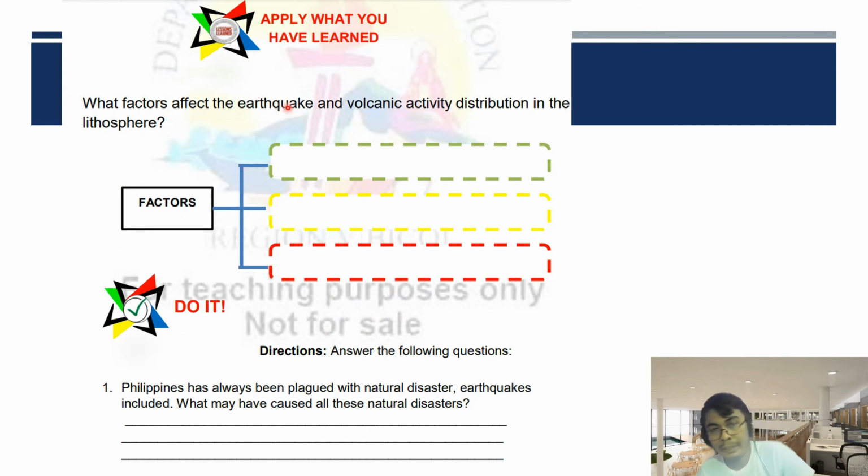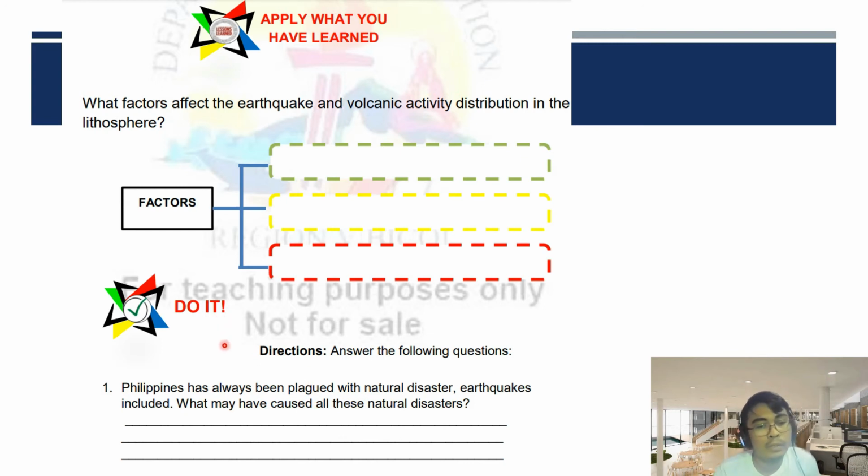So, now, in this activity, apply what you have learned: what factors affect the earthquake and volcanic activity distribution in the lithosphere. So, ano ba yung mga factors na nakaka-apekto sa kung paano nangyayari yung earthquake, and not only earthquake but volcanic activity distribution in the lithosphere. You can cite at least 3 factors po. Pag-isipan po ito kung ano yung mga factors na ilalagay nyo na nakaka-apekto sa kung paano nangyayari yung earthquake and other volcanic activities. Okay? And then after that, you need to answer this activity as well, do it.